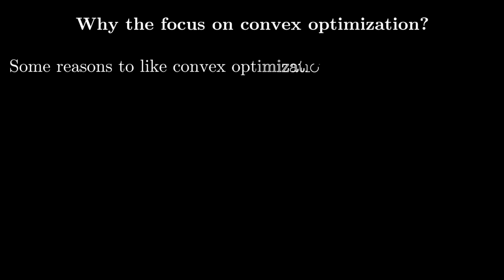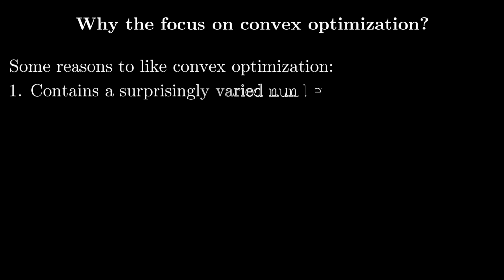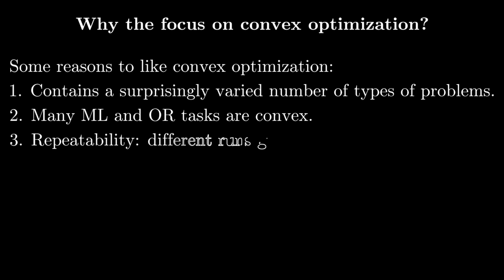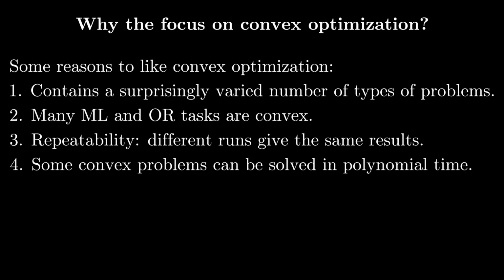So why do we care so much about convex optimization? Well, there's a lot to like. First, it turns out that a lot of different kinds of problems can be framed as convex optimization problems. That is, it's a pretty big toolkit for solving lots of different kinds of machine learning and operations research problems. Also, convex optimization is generally repeatable. If two people solve the same problem in different ways, they're still likely to get the same answer. This is important for science, but also for various kinds of business decisions. Additionally, we care about the computational complexity of optimization problems, and many convex problems can be solved in polynomial time.